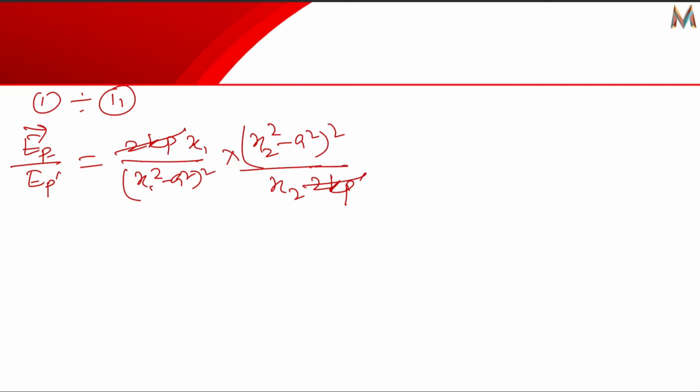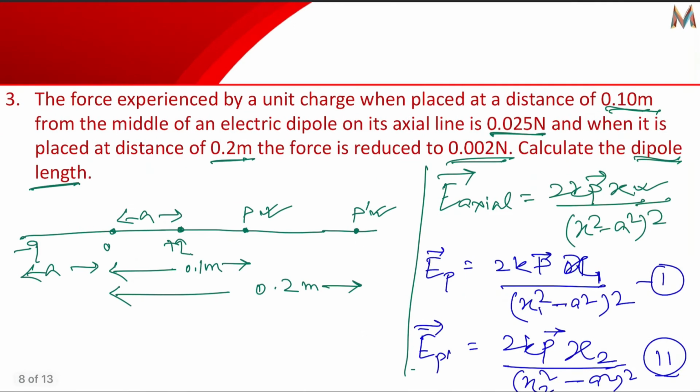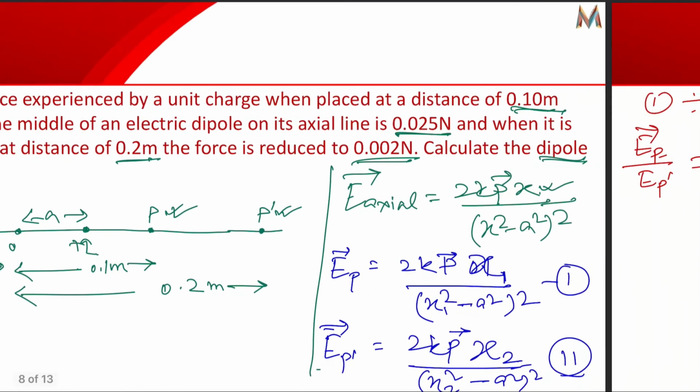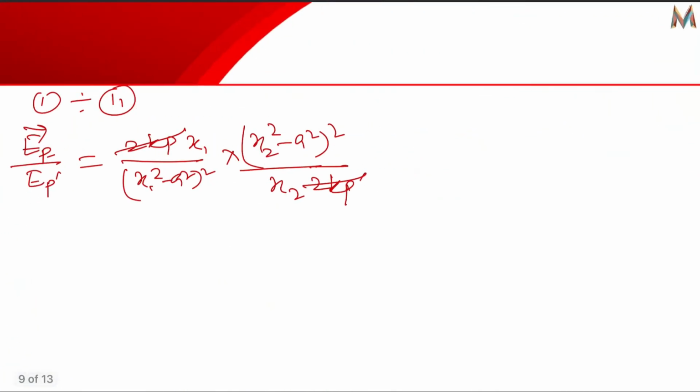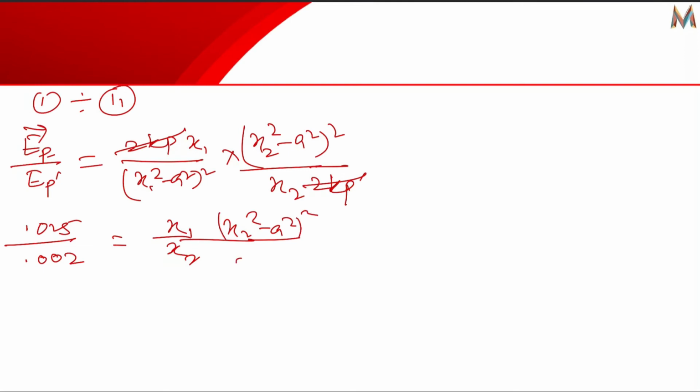If you put the value of the electric field at P and the electric field at P dash, which is given in the question, that is 0.025 and 0.002. So if you put 0.025 upon 0.002, that will be equal to, on this side, x1 by x2, and this will be (x2 square minus a square) whole square of this, and (x1 square minus a square) whole square of this one. Now if you put the value of this x1 x2, this becomes 25 by 2.